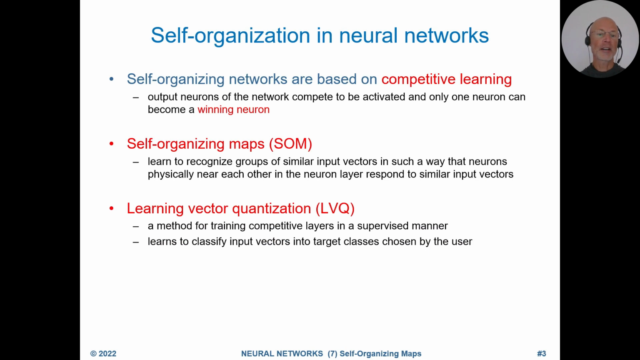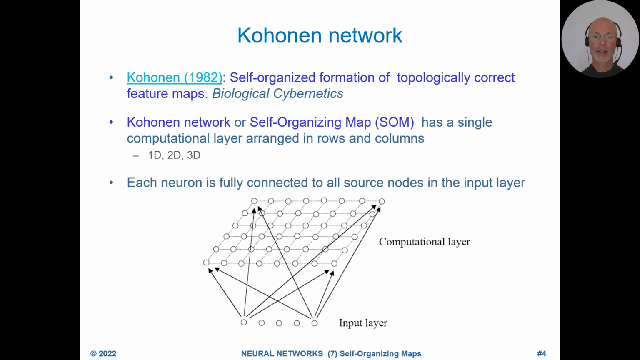In neural networks, self-organization can be accomplished through competitive learning. So we have the neurons in the network which compete to be activated, and only one neuron becomes a winning neuron. The implementation of self-organizing neural networks can be accomplished through self-organizing maps or through learning vector quantization. We'll take a look at the Kohonen network, which is a classical example of self-organization. It is based on the paper published by Kohonen four decades ago.